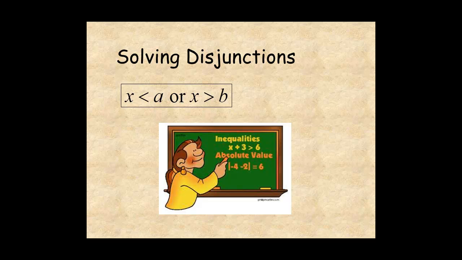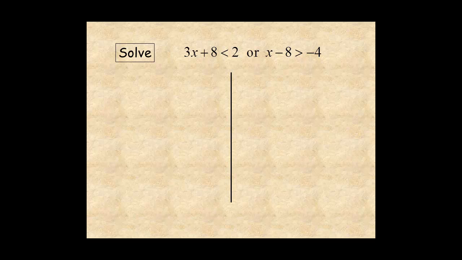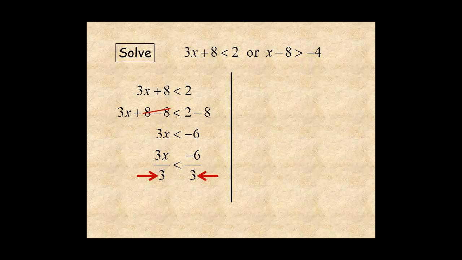This lesson shows how to solve disjunctions, compound inequalities joined by the word or. Solve disjunctions by solving each of its two parts. On the left, begin by subtracting 8 on both sides for 3x less than negative 6. Then divide both sides by 3 for the first part of the solution, x less than negative 2.